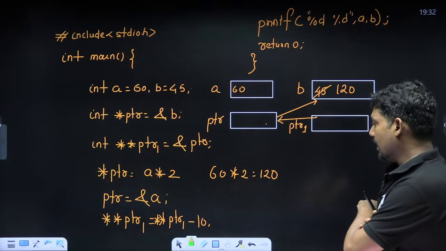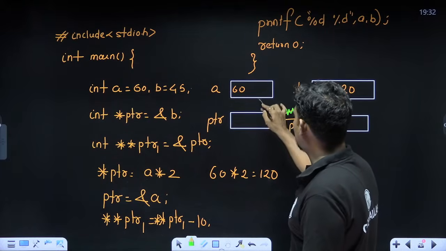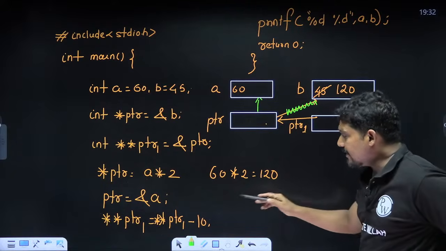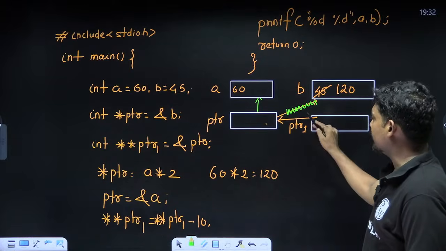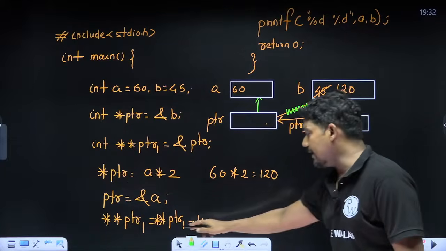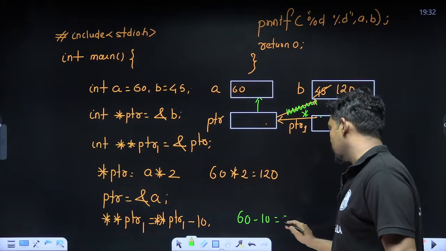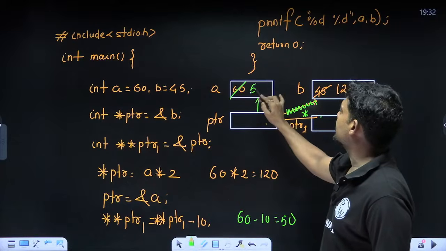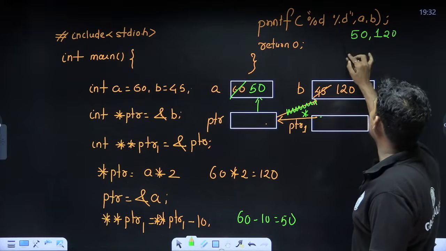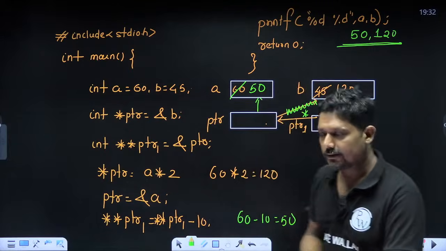Great. Then PTR is changing its address to A. And then we say double dereference PTR. Now see, this is one dereference and that is another dereference. Double dereference PTR is equal to double dereference PTR minus 10. Now it will point to this 60. 60 minus 10 is equal to 50. So this 60 becomes 50. You come here and print the value, that is 50 and 120. That is the final answer. That is the double pointer for you.